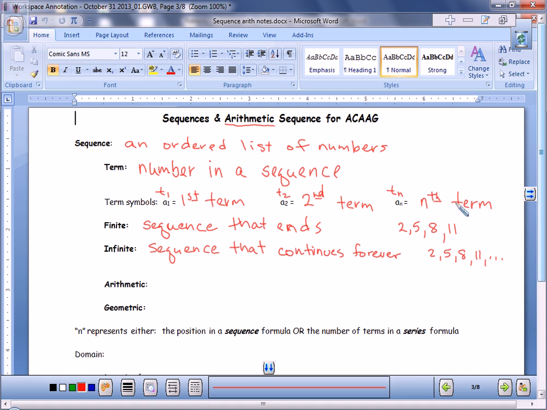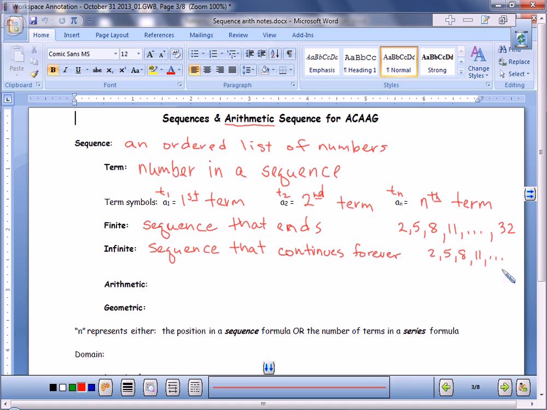If I went dot, dot, dot, but then I said, whoops, last term is 32, all that's saying is, this is my pattern. I just don't feel like writing every number, and I'm stopping here. So this is still finite because it has an end. This one is infinite because it doesn't. Questions about that?